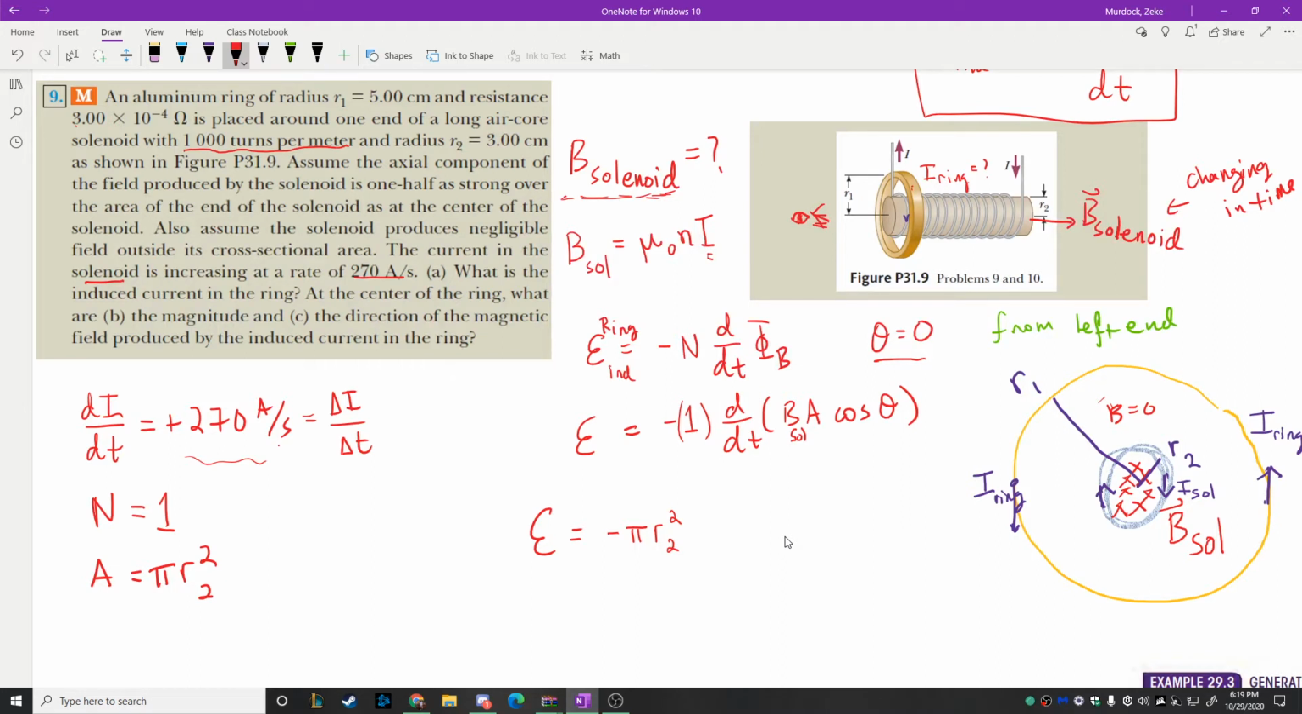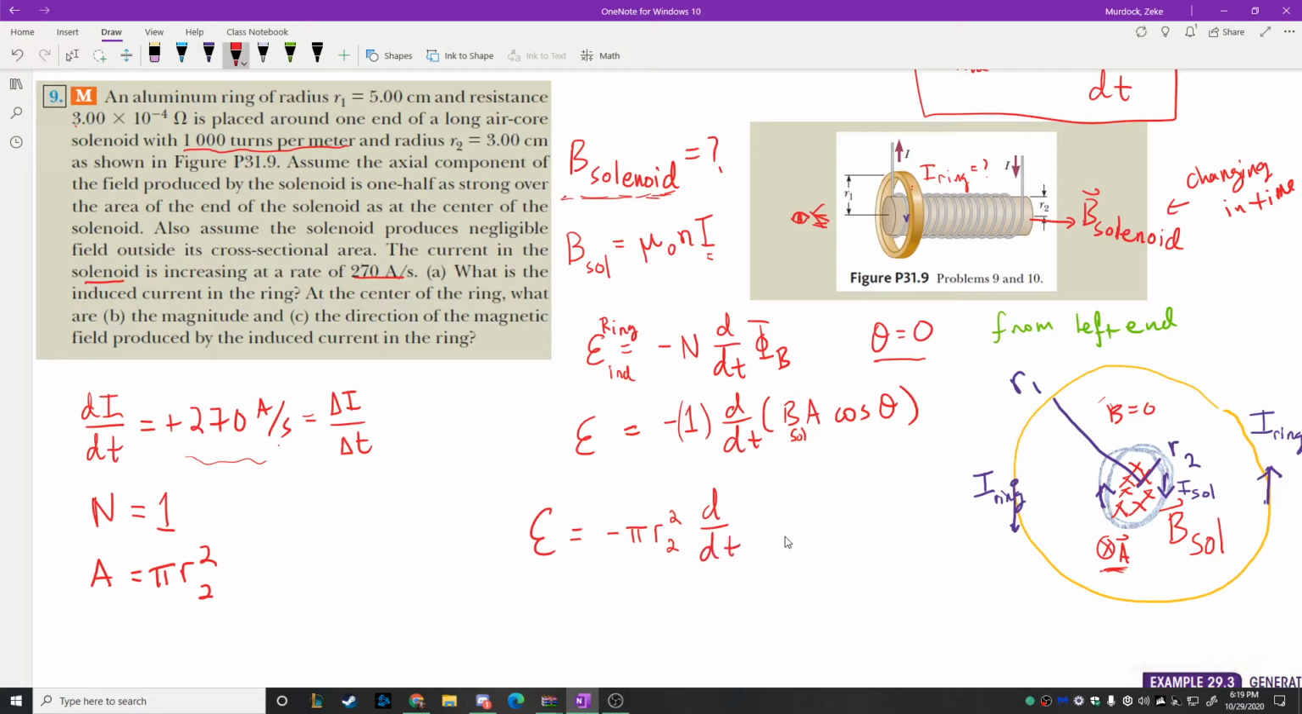Okay. Not 90, because the area vector is pointing in the same direction as the magnetic field. So we'll say it's 0. I don't want to confuse you too much, but this is kind of an arbitrary choice. There's a reason to point it in certain ways, but in this case, it's not super important. So what's left in here is the time derivative of the magnetic field of the solenoid.